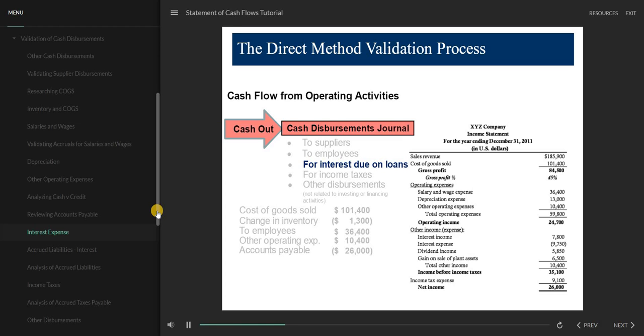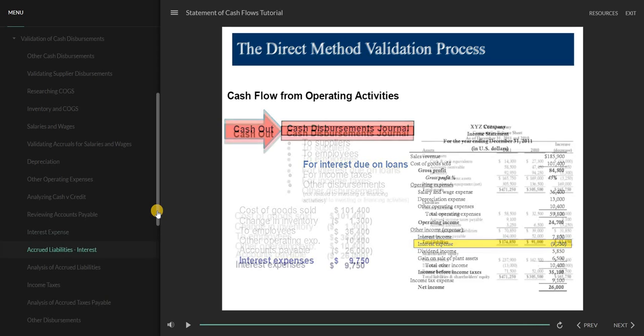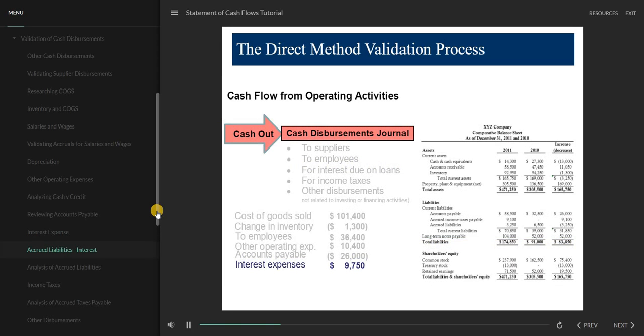As we look through the remaining line items on our income statement in search of other potential sources of cash disbursements, we come across interest expenses for $9,750. We will add this expense as a cash disbursement and be sure to capture any potential accrual related to this amount in our figure as well. To figure this out, we will need to refer back to our balance sheet. We don't see any accrued liabilities specific to interest expenses, so therefore we can add it to our equation.